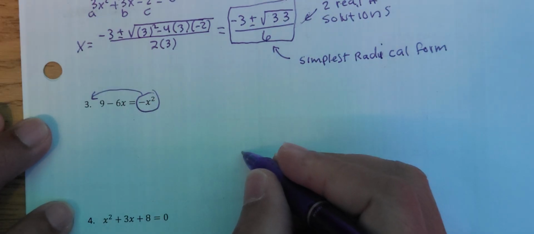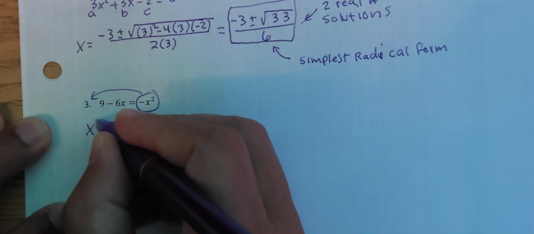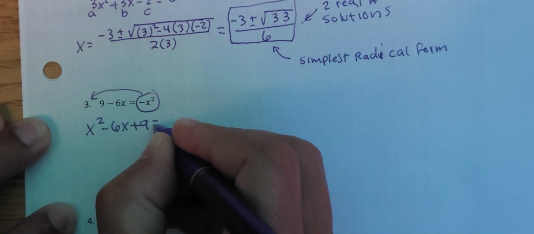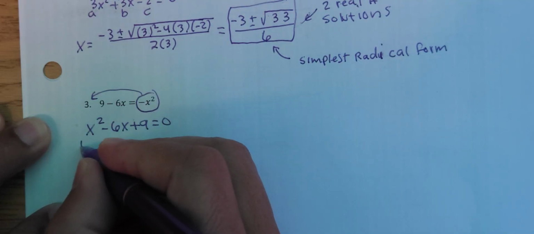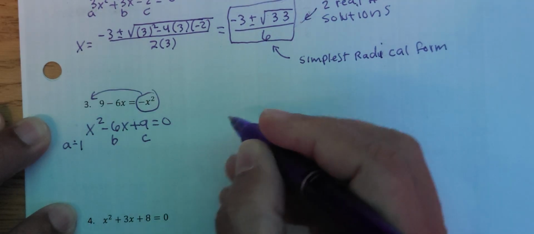I'm going to move this negative x squared to the other side so that it becomes positive. Then I'm going to rearrange it so that it is written in standard form. So this is positive x squared minus 6x plus 9 equals 0. So A is 1, B is negative 6, and C is 9.